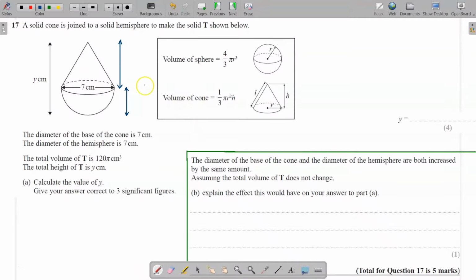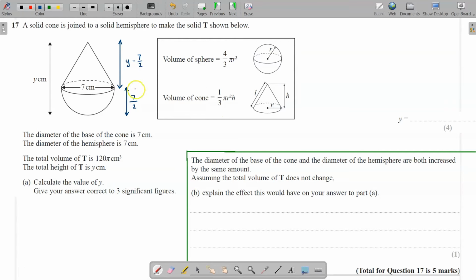This is quite a tricky problem, but we just need to take it carefully, step by step, and write everything down. So we've got to find this length y here. We know that the total volume of this shape is 120 pi. I've put a couple of arrows in because these two lengths are going to be useful. That is 7/2 because it's half the diameter, which means that this one here is y minus 7/2. So that's the height of the cone part, which is y minus 7/2.